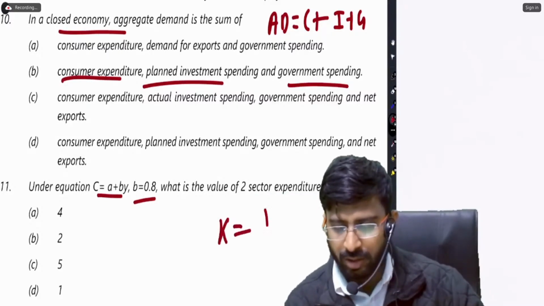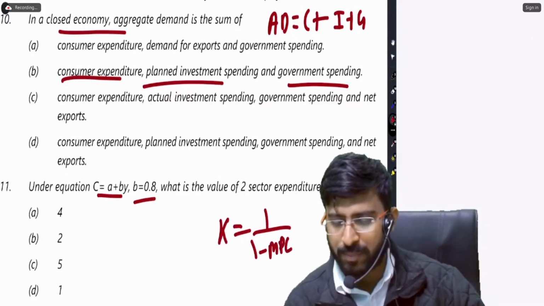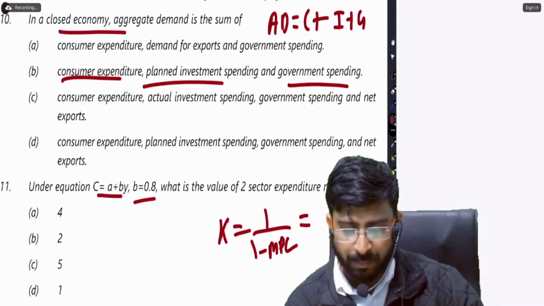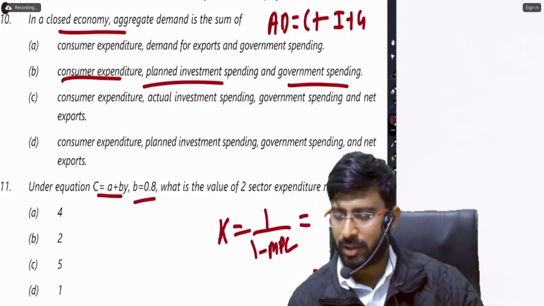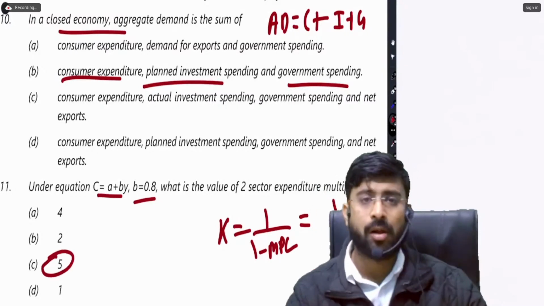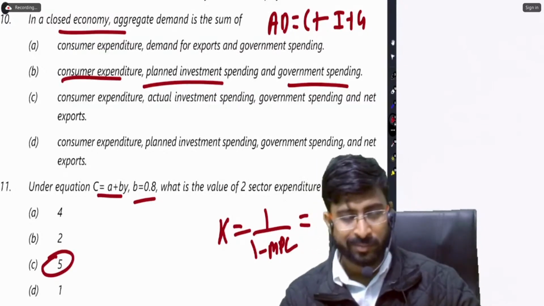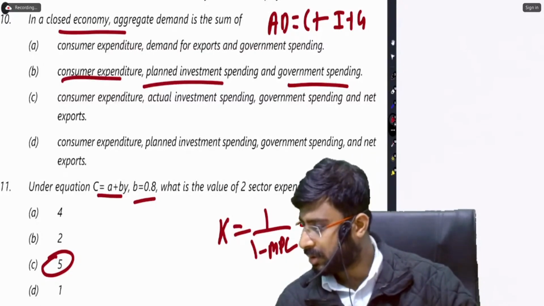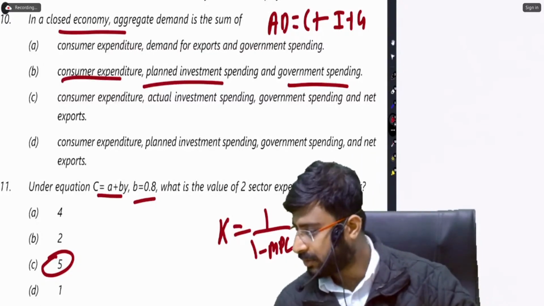Using this equation, what is the value of the two sector multiplier? So easy. 1 by 1 minus MPC. 1 by 1 minus 0.8, that is 1 by 0.2, 5 times. Everyone, you get 5 times. Yes or no? Come on, everyone.